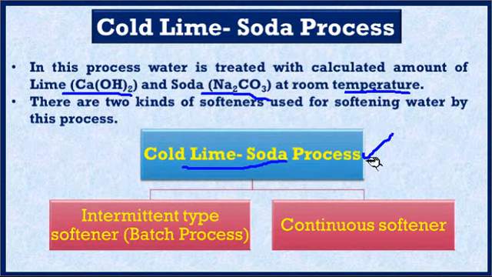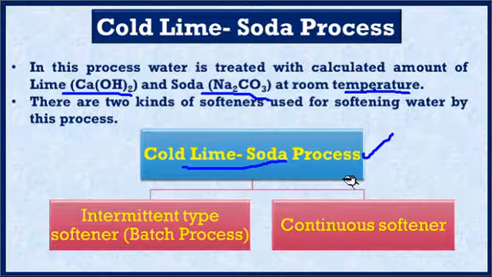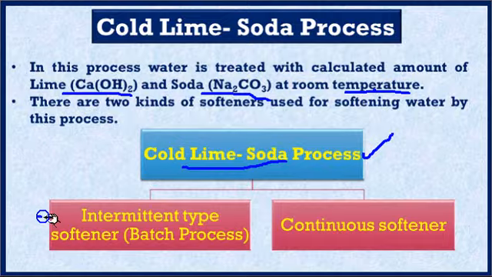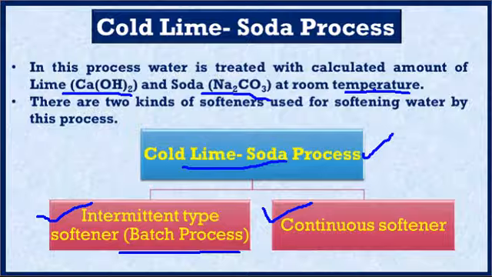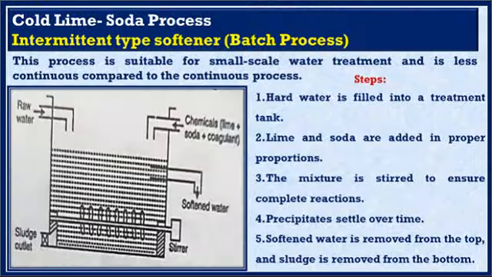So the cold lime soda process may be carried out by two types of softeners. First is the intermittent type softener, which is also known as the batch process. Second one is the continuous softener. We will discuss both the processes one by one.